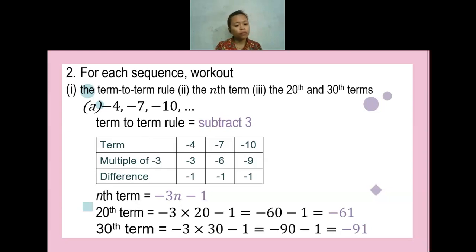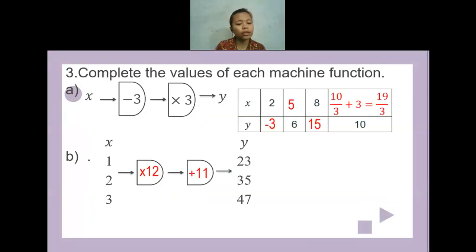And then for question 3, we already have the function machine. We need to find the input and output. And then for question B, we already have the input and output. We need to find the rule for the function machine.